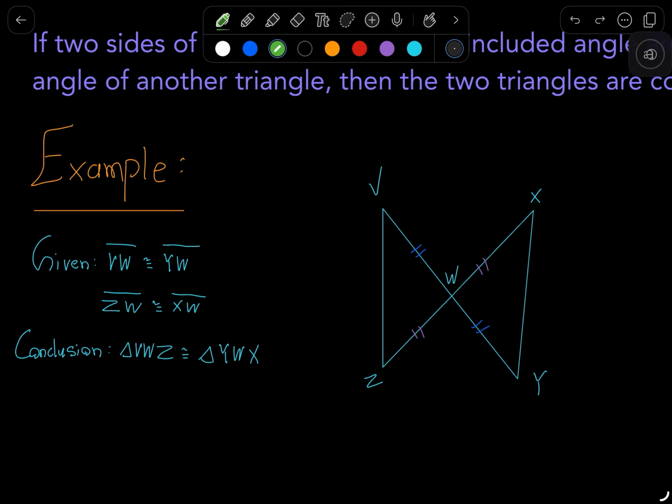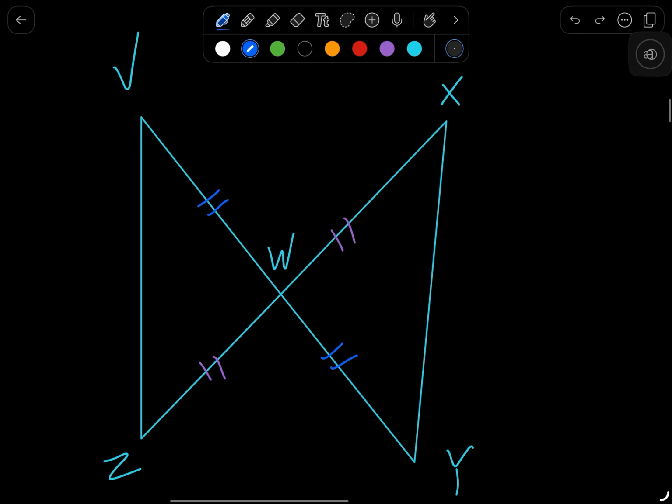So let's look at this example. We have VW is congruent to YW. Of course, I marked those in the diagram. We also have those two sides that are congruent. And our end goal here is to prove that this triangle here is congruent to this one. How do you do that? Well, now think about this. We've proven that one pair of sides are congruent, two pairs of sides are congruent.